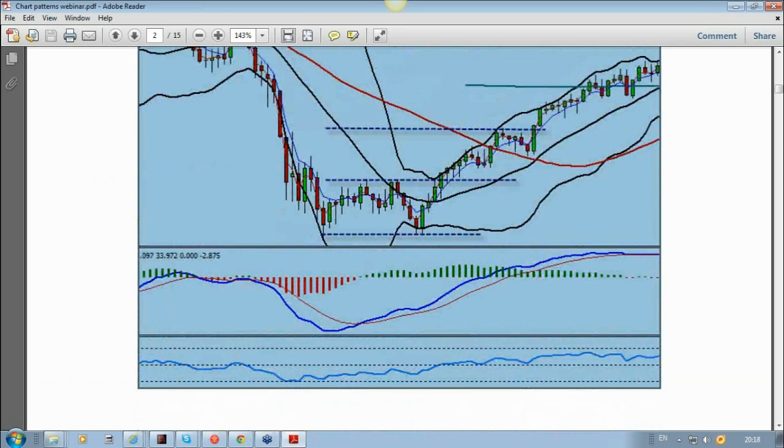Someone asks in which time frame we should look for double tops or bottoms. Any time frame. The higher it is, the more reliable it is.